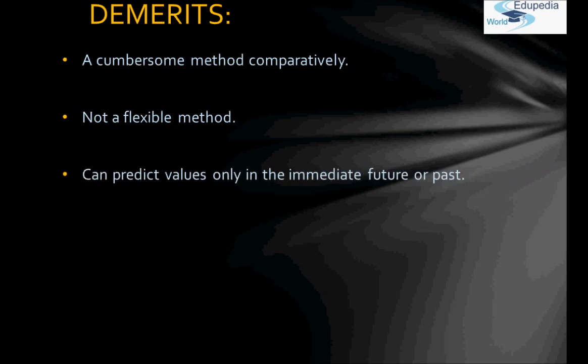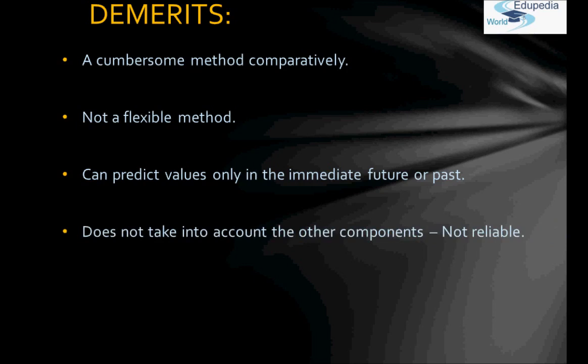Further, it can predict or estimate values only in the immediate future or past. We cannot go beyond certain values because the trend might change in a separate time zone. So it's valid only in the given time zone. Finally, the computation of trend values on the basis of this method doesn't take into account the other components of a time series, and hence they are not very reliable.